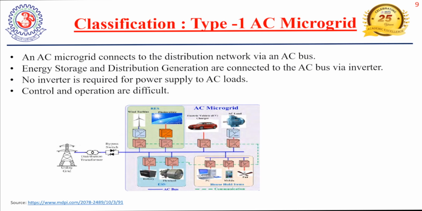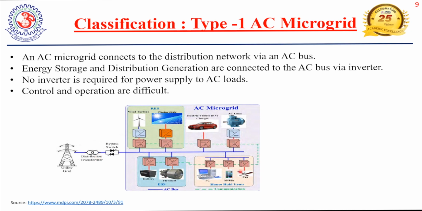Next we will see the classification of microgrids. There are three types. The first one is the AC microgrid. With the help of the diagram you can easily see the utility grid is connected through the distribution transformer, and a bypass switch is there. Mainly focus on the bus bar. In the AC microgrid we use an AC bus bar. If the power comes from a DC generator, first we have to convert it into AC, and then feed it to the AC bus bar, and we can send it to the utility grid or consumers.